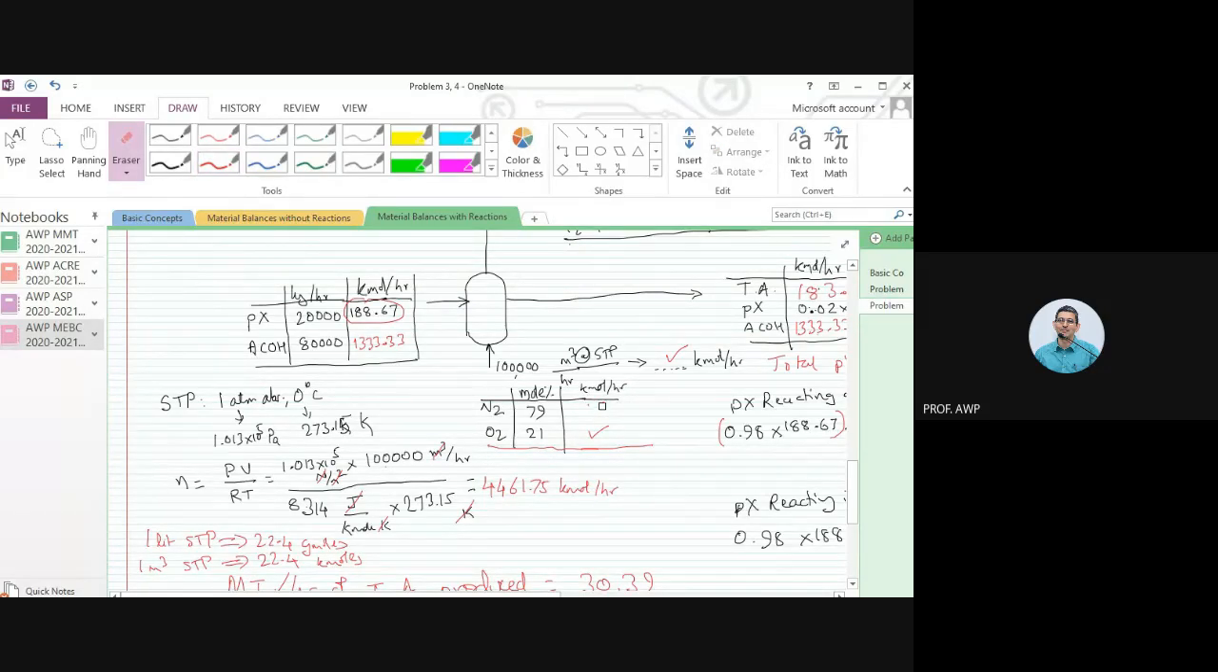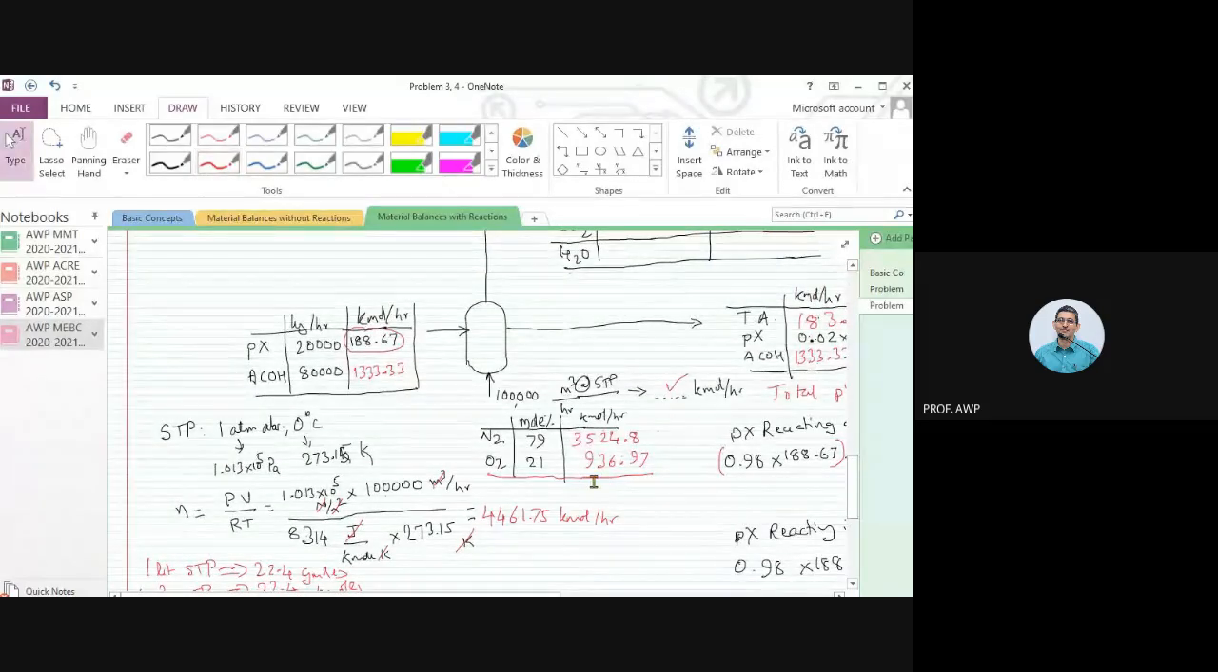Now, how much nitrogen would there be? 0.79 multiplied by 4461.75. How much oxygen will there be? 0.21 times 4461.75. Somebody tell me these numbers. 0.79 into 4461.75, 3524.8. Okay, 3524.8, and 0.21 multiplied by 4461.75 is 936.97. Okay.